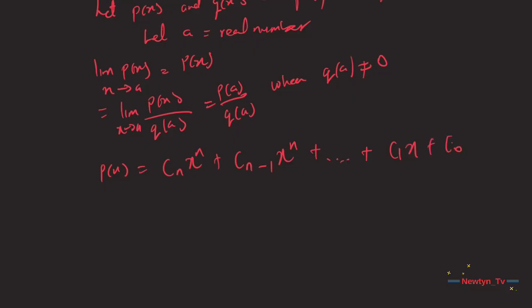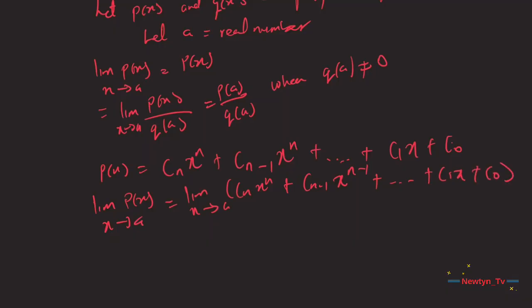By applying the sum, the constant multiple, and the power laws, we end up with the limit of p of x as x approaches a equal to the limit as x approaches a of the bracket c_n x^n plus c_(n-1) x^(n-1) plus, continuing, plus c1 x plus c0.